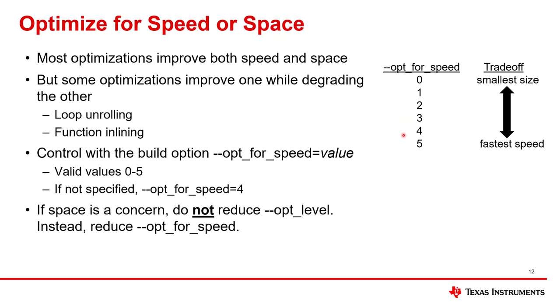And this chart over here gives you a sense of how the trade-off works. At 0, the compiler will try to go for the smaller size. If you say 5, it's going to go for the fast speed without any regard for how much space it takes to do it.